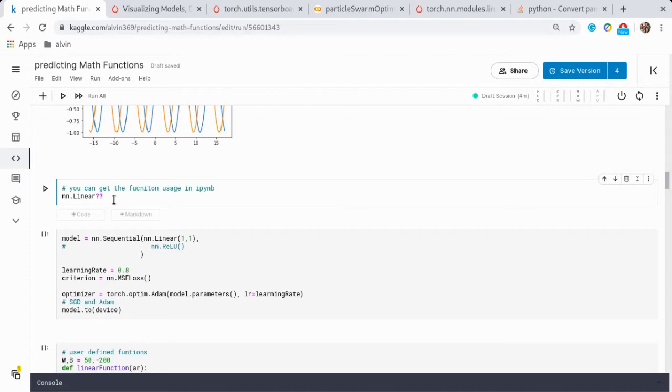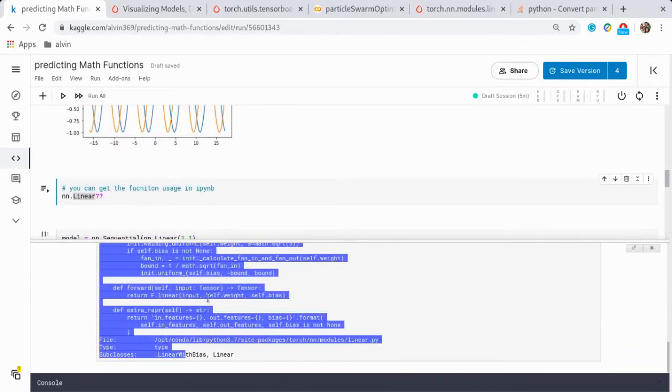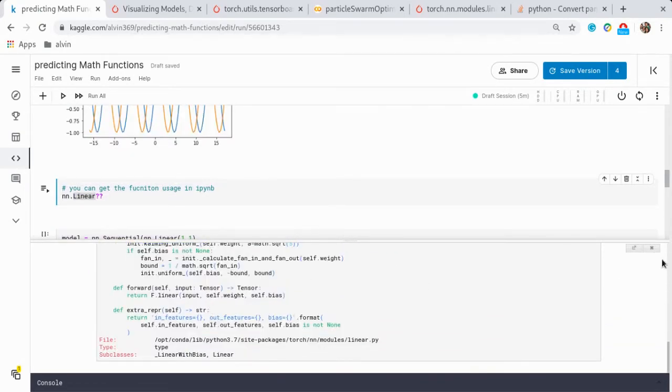For those who don't know what this double question mark does, it actually gives the help and the documentation of that function. So as you know, nn is used in torch.nn, neural net, and we are using the linear layer, and it explains to us about that in the documentation.